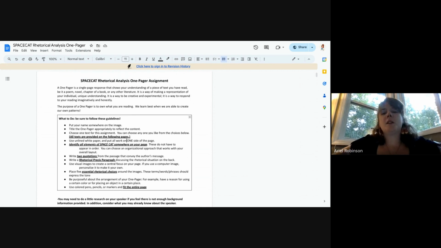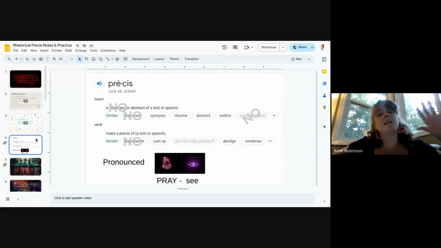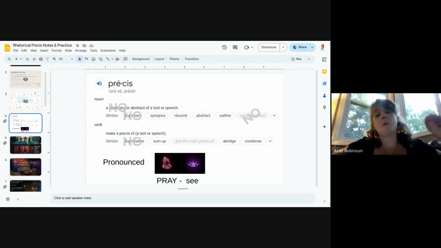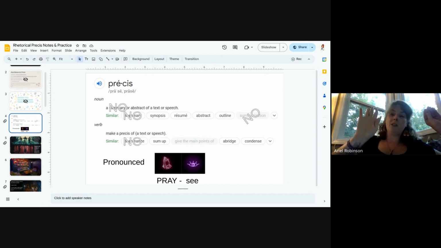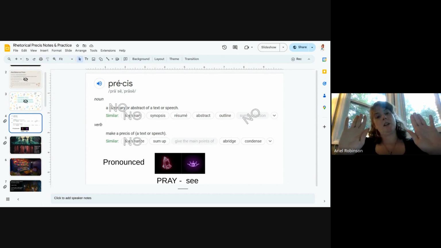Well, the one-pager is the visual representation. The précis is the writing component. When you do the writing component of a précis, it is a 4-sentence paragraph that is about a page long that focuses on all of the core components of the rhetorical analysis. So you're going to have 2 things: a visual representation and a written representation. And those will be the 2 things that will count as your essay 2.